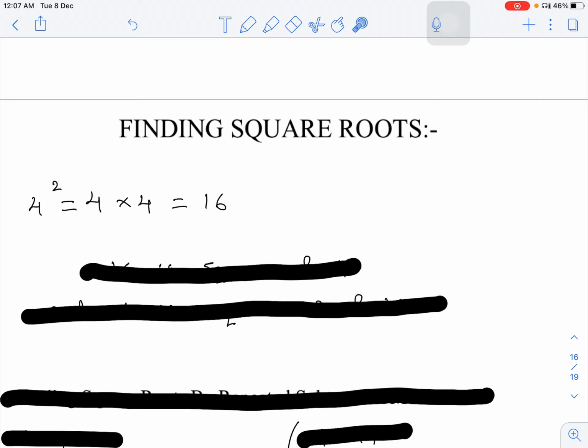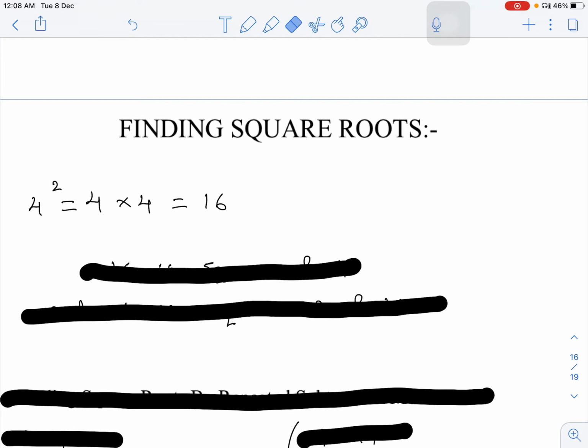So now suppose we have a number 4 and if you write 4 square, now 4 raised to 2 or 4 square means 4 is multiplied 2 times, or 4 is multiplying itself 2 times. So our answer is 16. Now what do this 4 and this 16 mean? It means that this 16 is the square of 4 and 4 is the square root of 16.